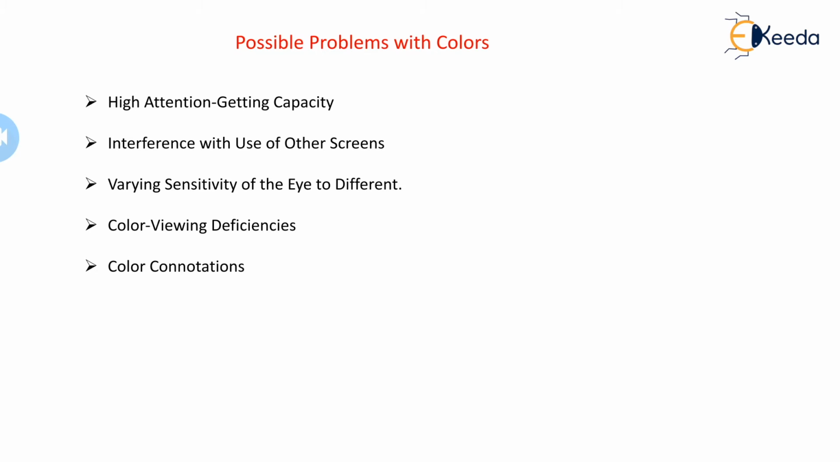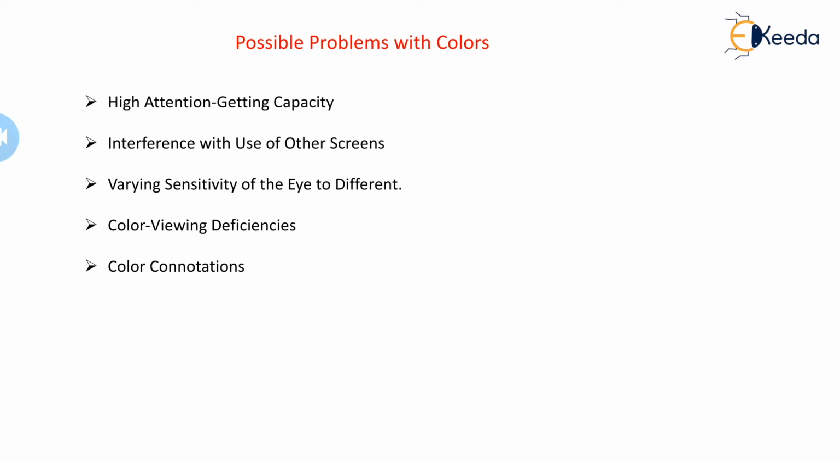Then you have possible problems with color, that is high attention-getting capacity. That means the same quality causes the screen viewer to associate or tie together screen elements of the same color, whether or not such association should be made. The person might search for relationships and differences that do not exist, and interference with other screens. So the poor use of color on some screens will diminish the effectiveness of the color.